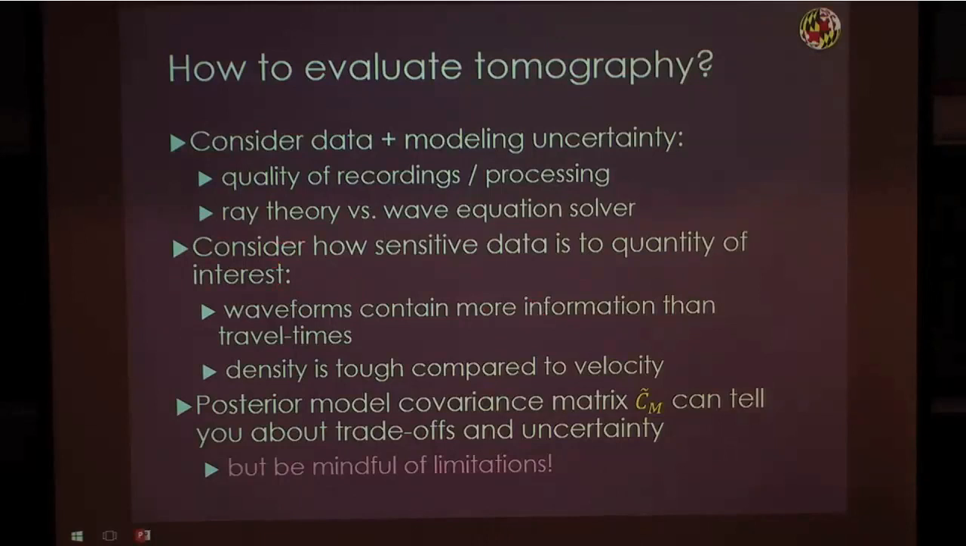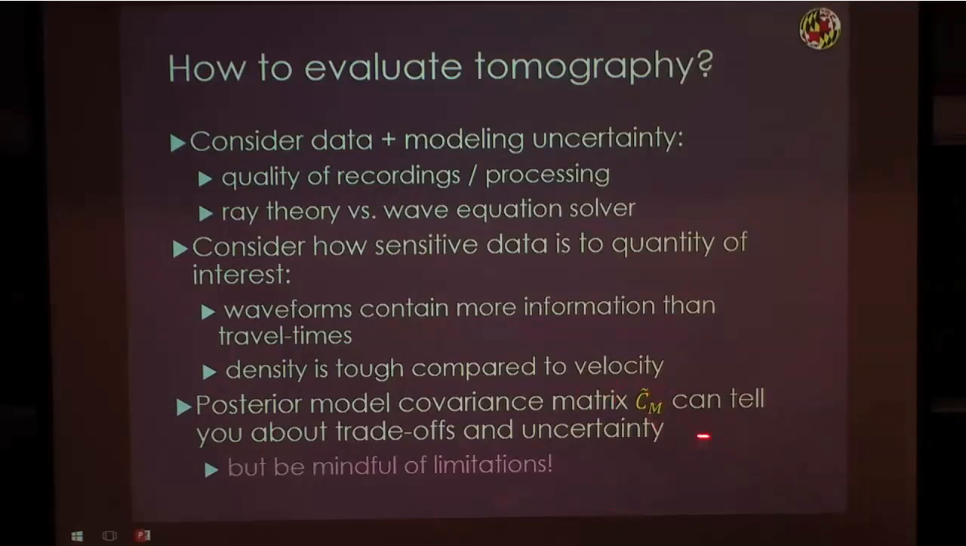The next thing to do is consider how sensitive data is to the quantity of interest. So for example, density is tough. There are modes that are sensitive to density, as Miyake showed, but they're also sensitive to VS and VP. And in fact, in many cases, they're more sensitive to VS and VP. So their sensitivity to that parameter of interest might be low, in which case your inferences of that parameter will be less reliable than in the other parameters.